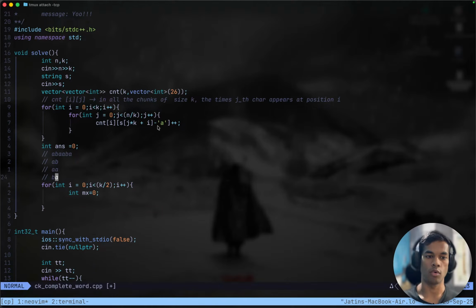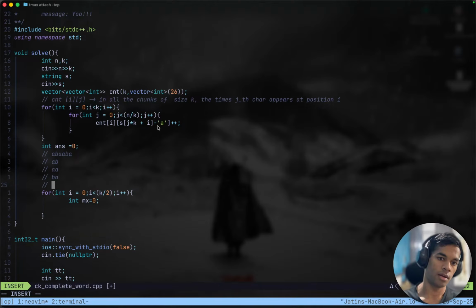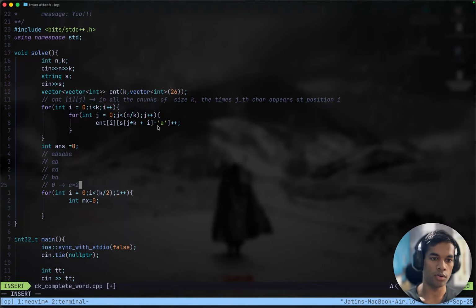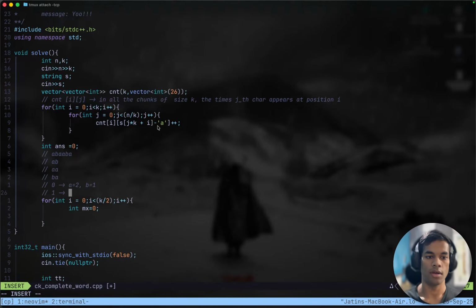Yes, because we have collapsed this thing into something like: at index 0, we have A appearing 2 times, and we have B appearing 1 time in all of the substrings combined. And at index 1, we have A appearing 2 times and B appearing 1 time. So I is already pointing to the ith character in every chunk of size k. We just need to find the maximum number of times that each character is appearing.